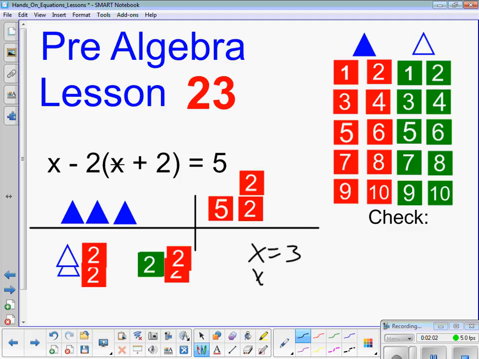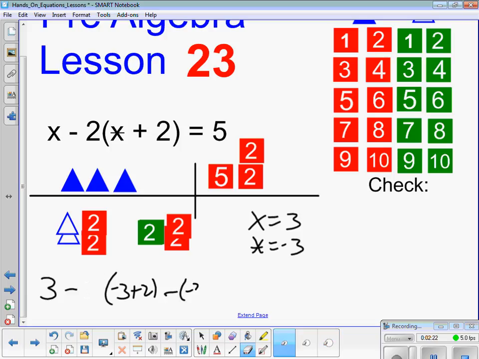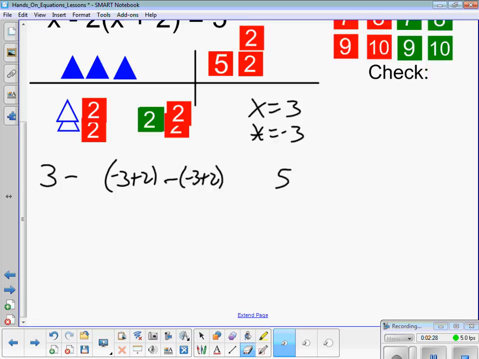And that would mean that star has to equal negative 3. Now I want to check it. I've got 3, and I'm supposed to subtract 2 times negative 3 plus 2. Well, what that means is I've got to do this twice, and supposedly that's supposed to equal 5. Well, let's see. Negative 3 plus 2 is a negative 1, and a negative 1. So I have 3 minus a negative 1.